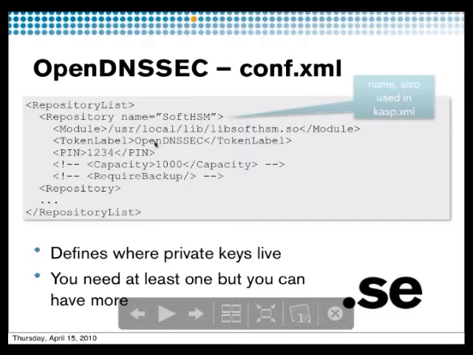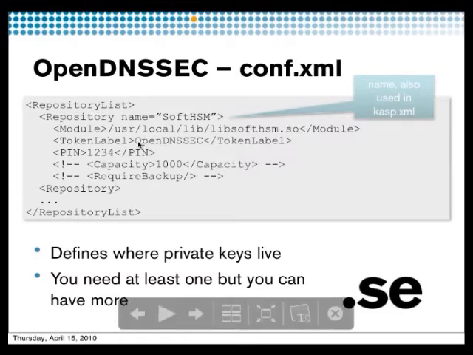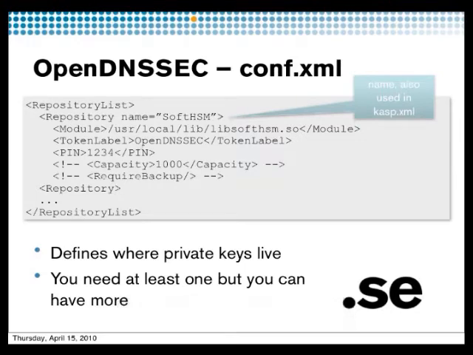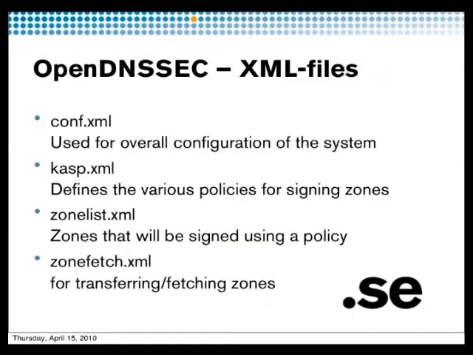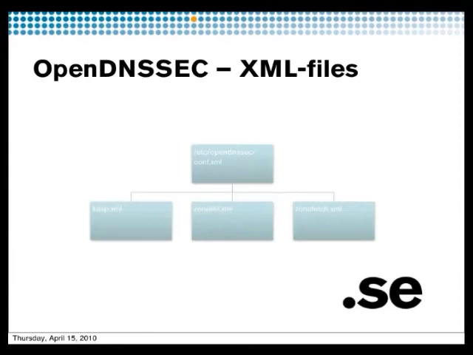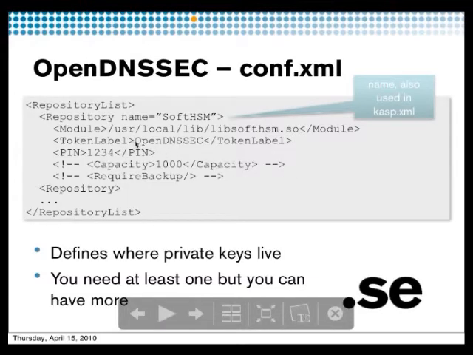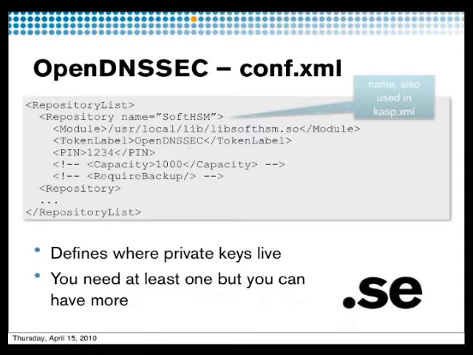So don't confuse this with the token label. The repository name is something that you use internally within OpenDNSSEC. But the token label is the same one as you specified when you created your token from the very beginning. Here you said my token, so you should write my token here in the token label. And this is how OpenDNSSEC can find the correct token for you.